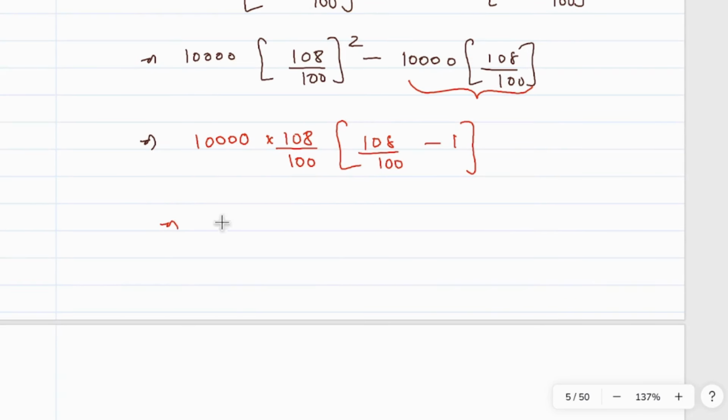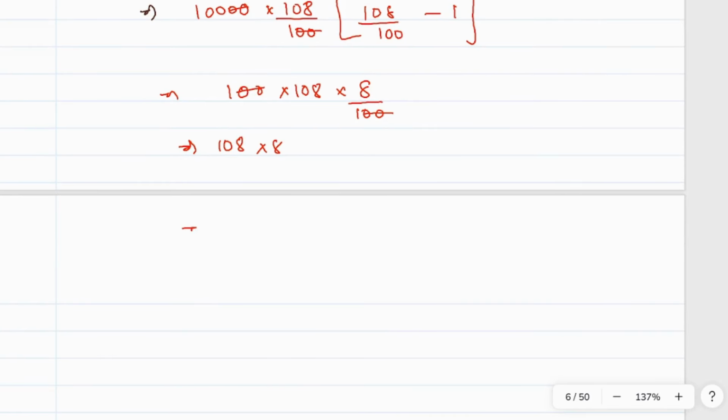Here the 100s get cancelled. That is 108 into 8 by 100, again the 100 and this 100 get cancelled. So what is left over is 108 into 8. What's the value there? It is equal to 864.